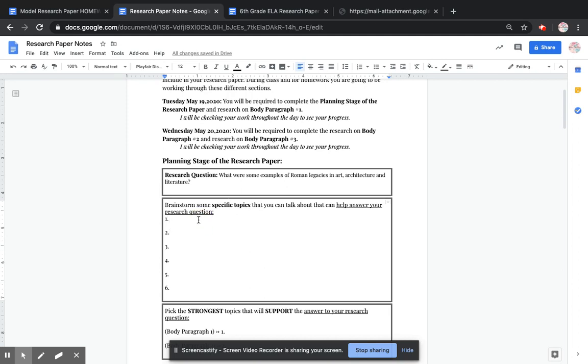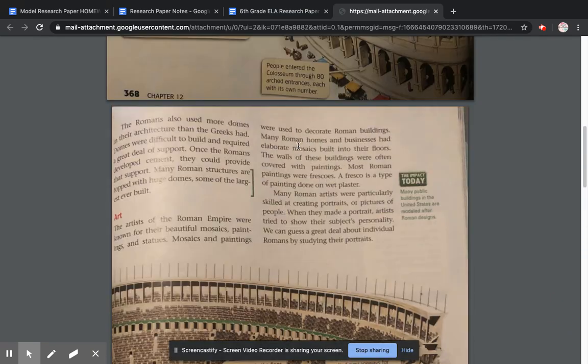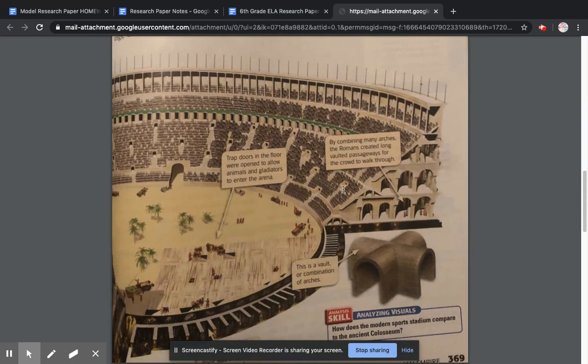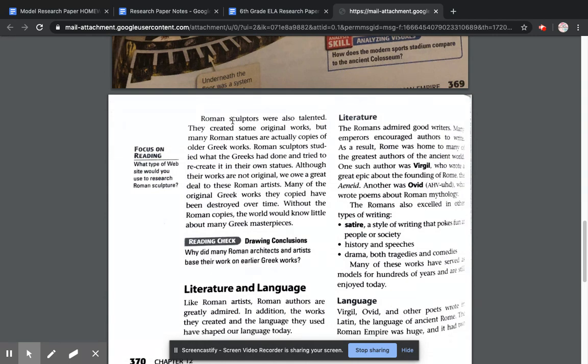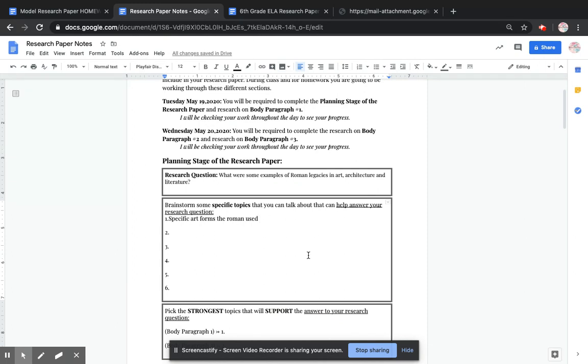Let's see. So what I'm thinking is maybe one body paragraph could be about the specific art forms the Romans used. And let's see here. Let's go back, because I remember they said something about specific art forms. Let's see if I can find that again. Oh, they were frescoes. So frescoes could be one that I mention. Ooh, portraits could be another. And there was another one down here I could use. Oh yeah, they're sculptures.